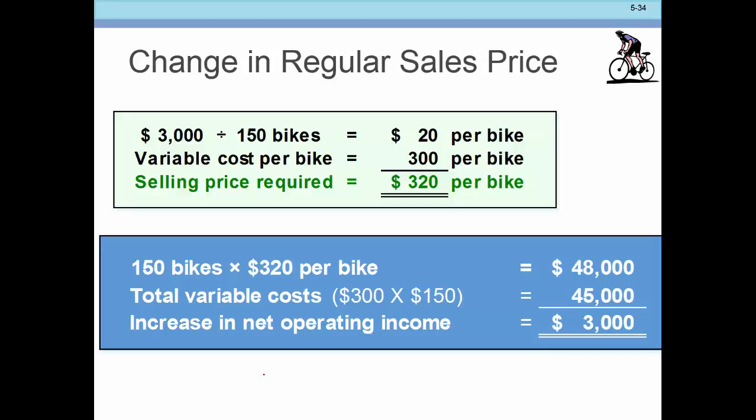Is there a problem with this analysis? Would you do this? Would you cut this deal? No? Yes? A lot of people say yes. You don't want to do it? Don't be afraid. Go ahead. Well, you just got $3,000 more in profit.